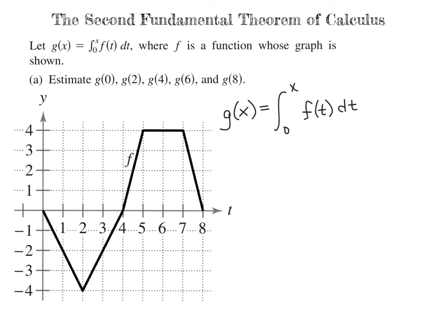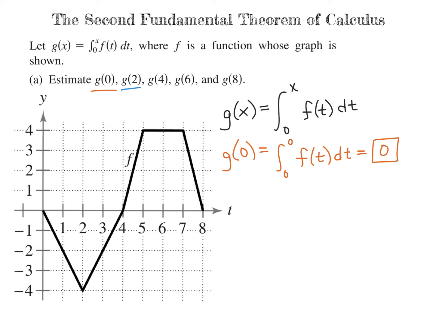So finding g of 0, we'll do an orange. G of 0, plugging in x, would be the definite integral from 0 to 0 of f of t dt. When our upper and lower limits of integration are the same constant, our area is nothing. It is 0. And that's one of the properties of integration. It also makes sense because we're finding the area from 0 to 0, so we're not moving left or right at all. And so it's area of basically nothing.